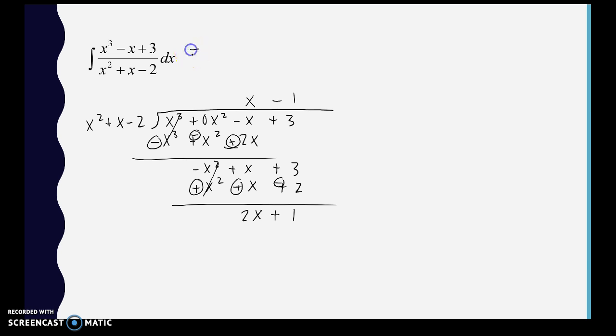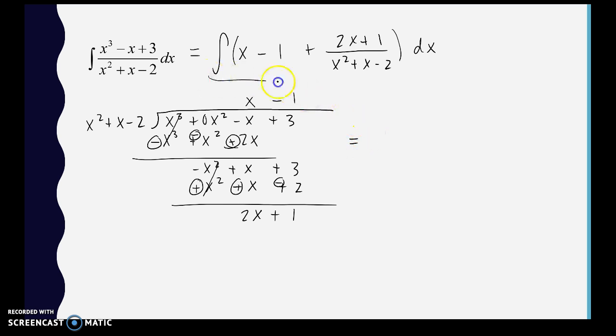Okay, so my original integrand now becomes x minus 1 plus 2x plus 1 divided by x squared plus x minus 2. Every single term can be integrated now. So, antiderivative of x, that's simple enough. I'm coming down here. X squared over 2. Antiderivative of negative 1 is minus x.